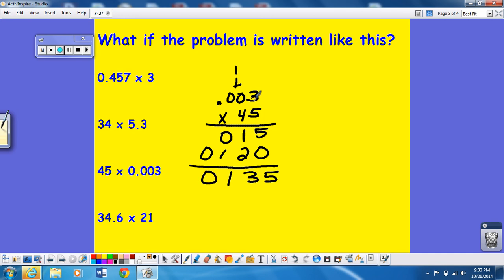There are 3 numbers after my decimal in the problem, which means there have to be 3 numbers after my decimal in the answer. So technically we don't even need that 0 there. Your answer is 135 thousandths.